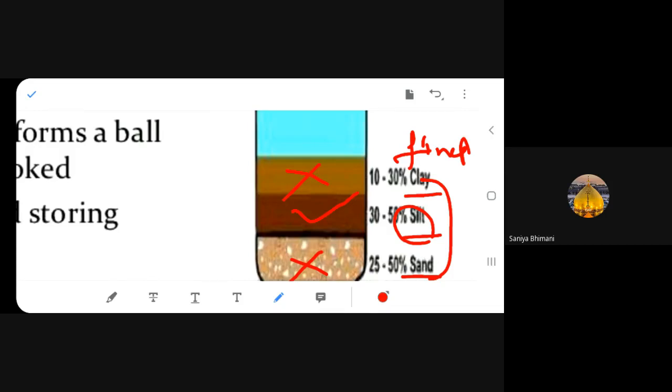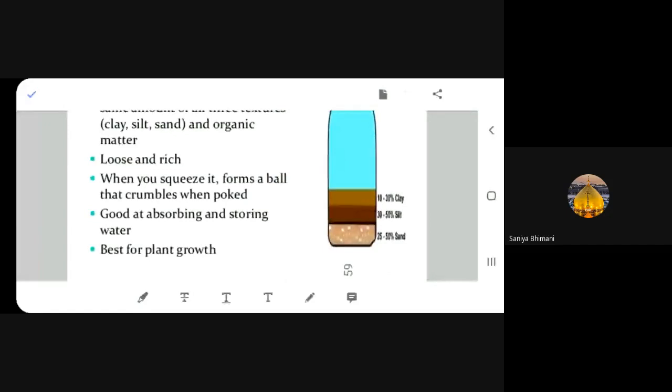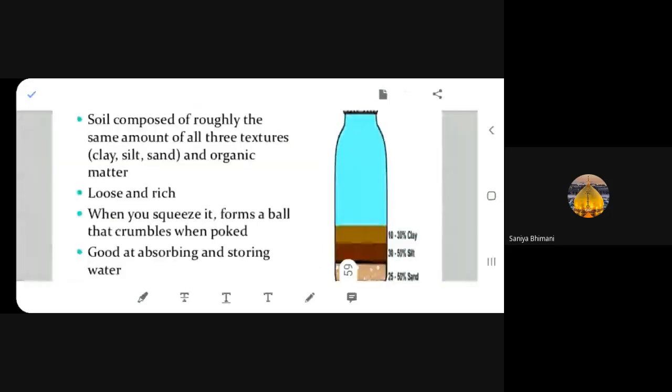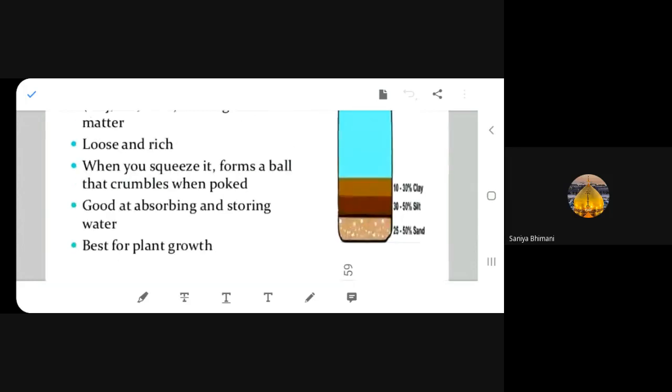Right. Good. You have understood nicely, right? So this soil has got the mixtures of all the grains, and one plus point is that it is rich in humus. It has lots of organic substances. It can absorb and even store water for further absorption by roots. This is the best soil for plant growth.